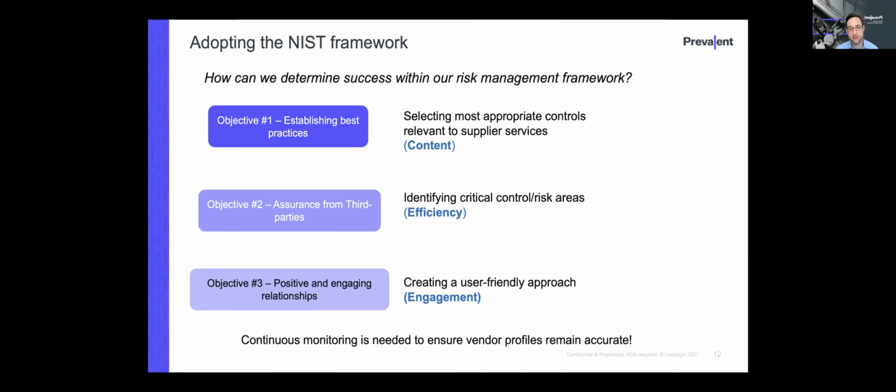So I would say making sure we're using the right content to assess efficiently, and then making that collection process and that engagement process with the vendor as slick as possible, so that we get all the information we need, so that we can make informed decisions on how to manage that particular vendor.